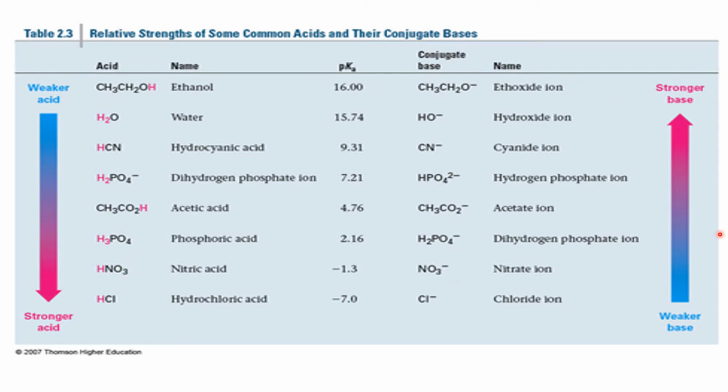Take note of the trend. As we go down, the conjugate bases become weaker. So what does it mean? If your acid is a weaker acid, the conjugate base is a stronger conjugate base. If the acid is a stronger acid, the conjugate base is weaker.